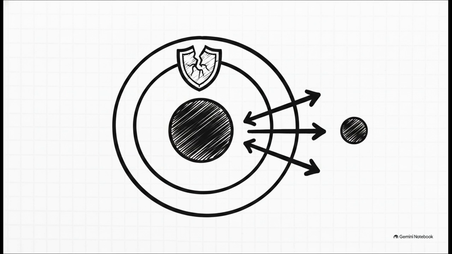Oh, and for isoelectronic species, ions with the exact same number of electrons, the one with the most protons is always going to be the smallest.